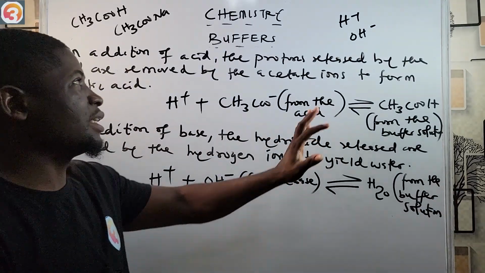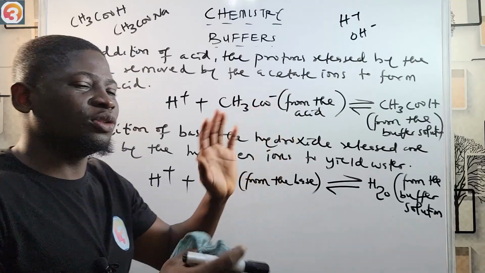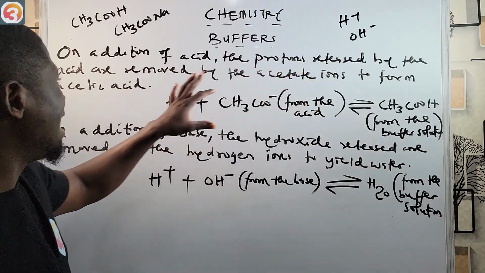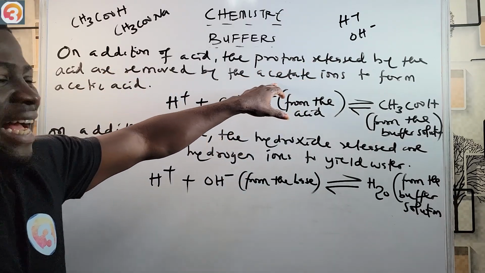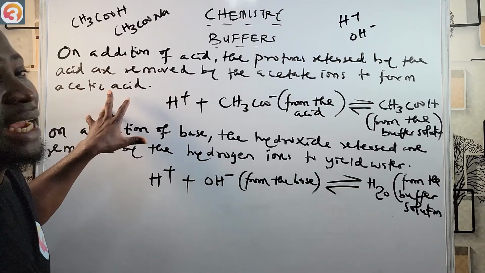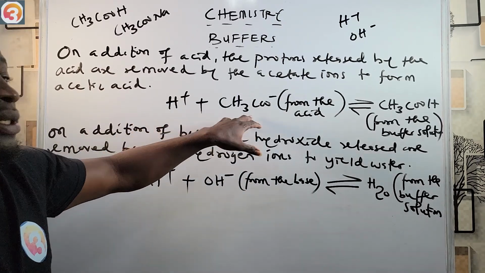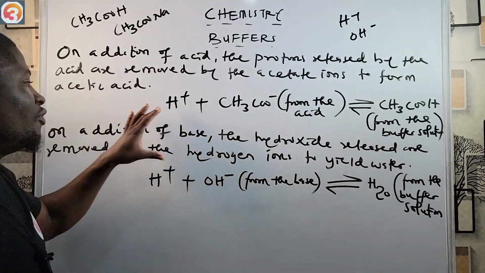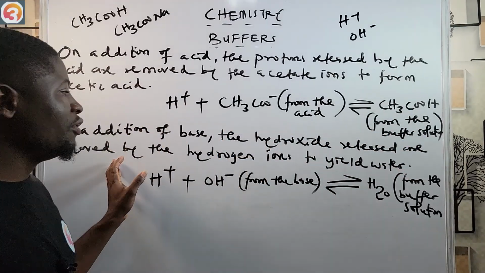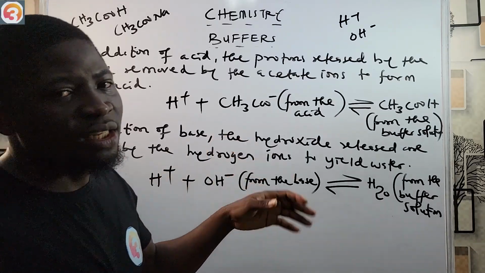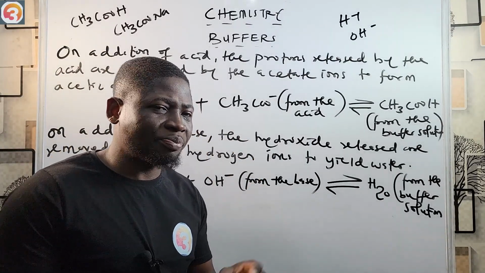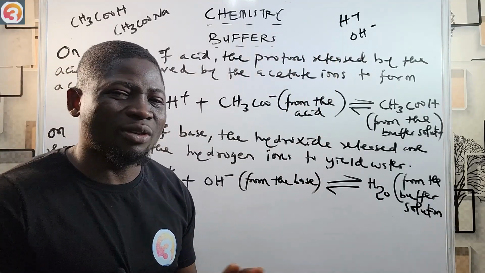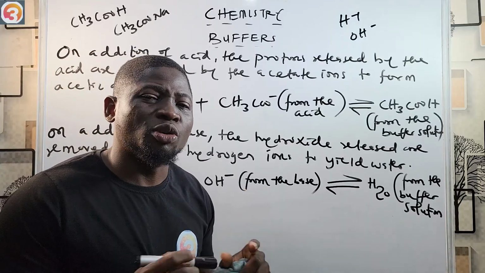This is why the effect of hydrogen ions and hydroxide ions are not noticeable at all. On addition of acid, the protons released by the acid are removed by the acetate ion to form acetic acid. This is the reaction: H+ plus CH3COO- gives CH3COOH. On addition of base, the hydroxide released is removed by the hydrogen ions to form water. So the effect of these hydrogen ions and hydroxyl ions is not felt at all. They are not seen. So what happens? The pH does not change.